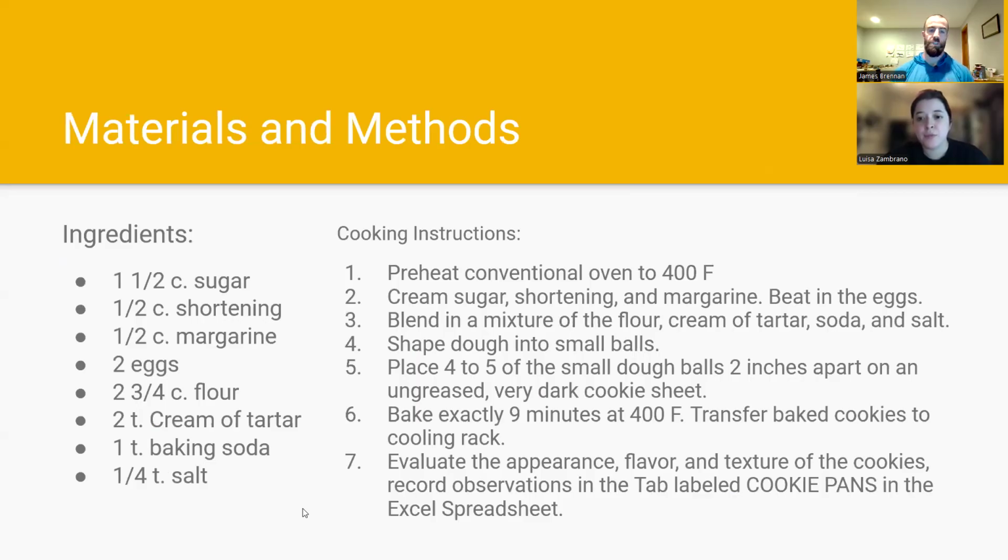So the procedure that was used to run this experiment was a basic cookie recipe that was just referred to as the basic recipe. And that recipe included an ingredients list that we see on the left here, and then there was a set of cooking instructions that we see on the right. This basic recipe was used for all of the cookies that were cooked in this experiment.